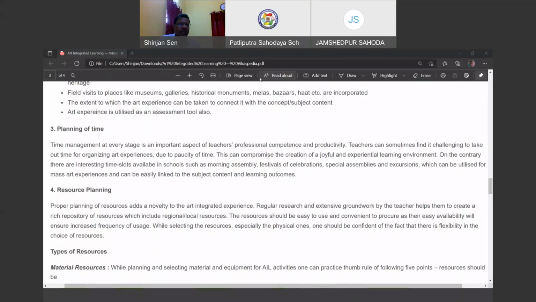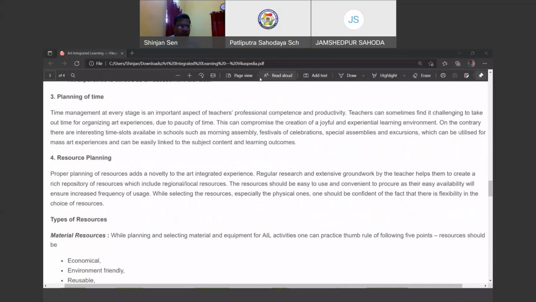So plan, and more plan. Resource planning: where will we get the resources, so much artwork, so much of this and that is needed. How will we get them? Proper planning of resources adds to the nobility of art. It's proper planning. See, simply, we cannot waste things.